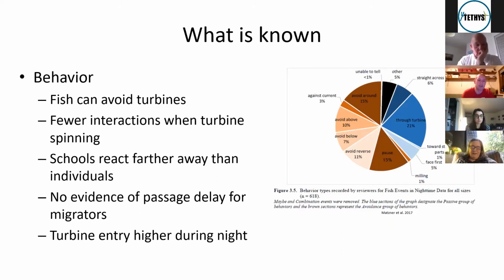And then there's been some limited research on day versus night effects. Of that limited research, it seems that turbine entry is higher during the night, and this may be related to visual cues, with fish that rely primarily on vision. The figure on the right is a figure that Sherry Matzner made examining behavior around the ORPC RivGen turbine in the Kvichak River. It breaks down different behavioral types based on information gathered through optical cameras. You can see that some fish avoid above and below, reverse, go around, pause, and go through. So there's a variety of different behaviors that fish can undertake when presented with a turbine.